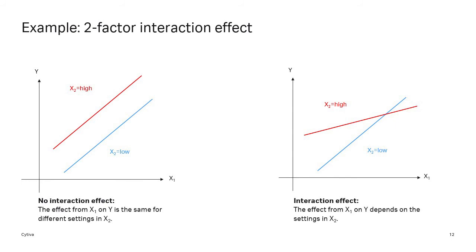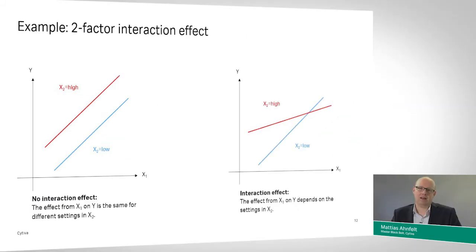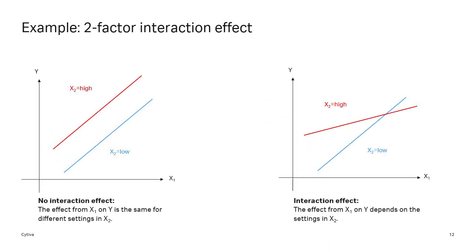On the right-hand cartoon, we have an interaction effect. And here you can clearly see that the slopes for the two lines are different. So this means that the x1 parameter has an effect on y that depends on the setting of the second x parameter, the x2 parameter. So if x2 has a high setting, so we're following the red line, you'll see that x1 has a lot less impact on the response than if the x2 parameter is set to a low setting.